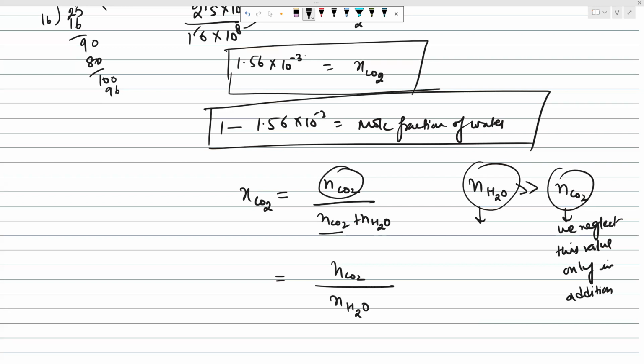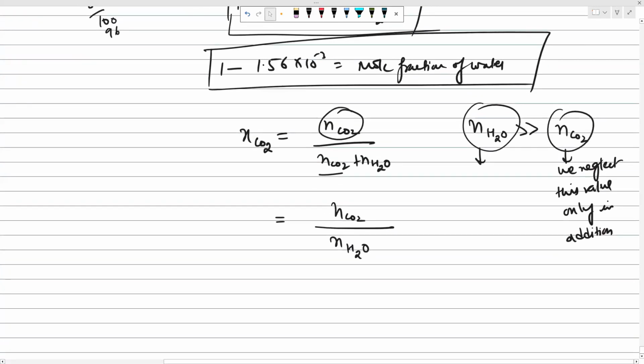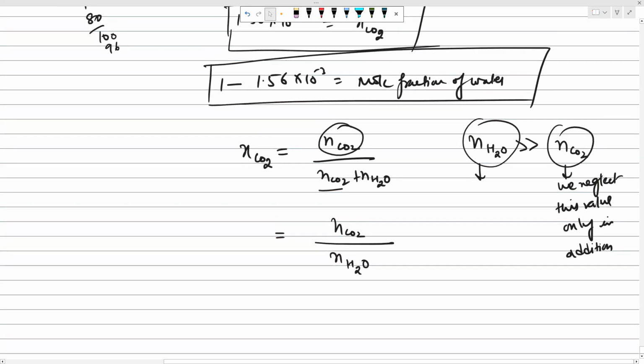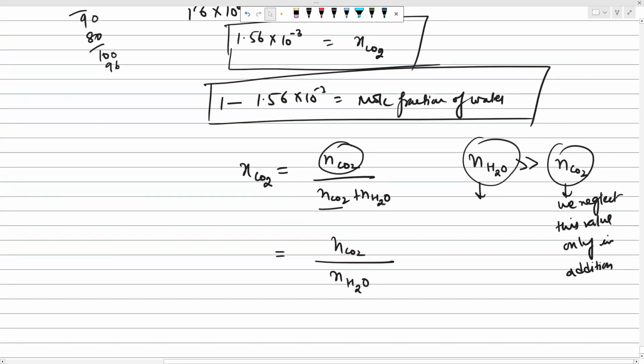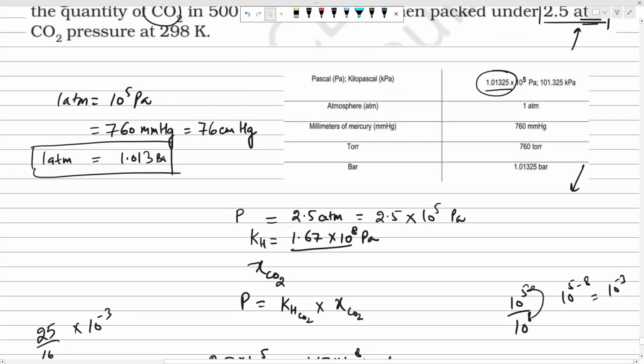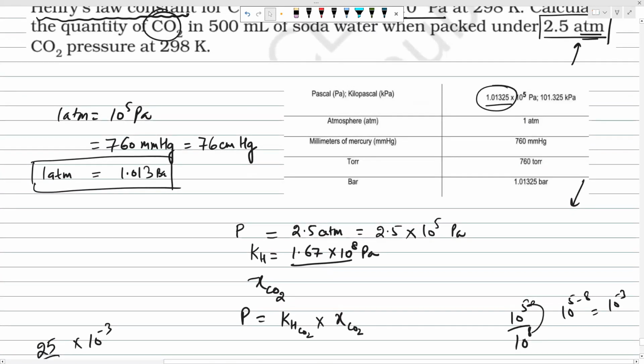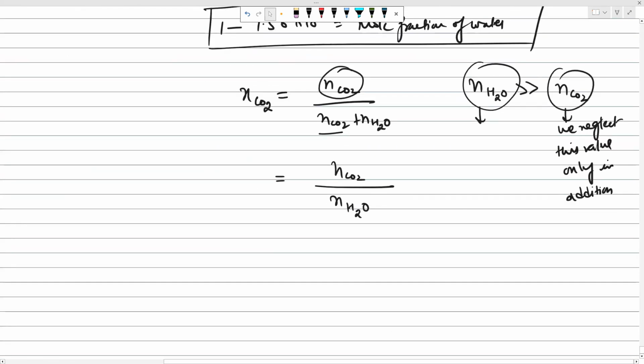Got it? Yes, sir. Because it has very little mass. Actually, gas is very light in weight. The amount of CO2 that you are dissolving in only 500 ml of water is very small. Its weight can be neglected. You understood? Yes, sir.